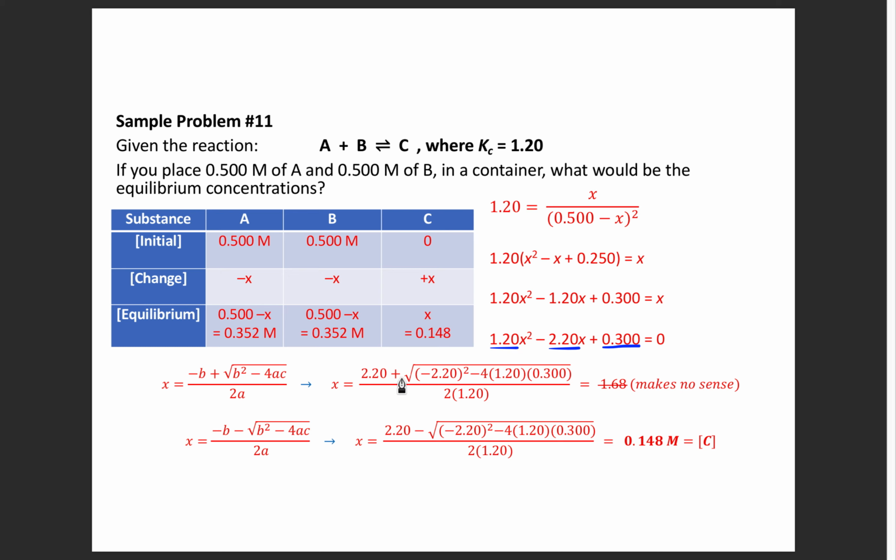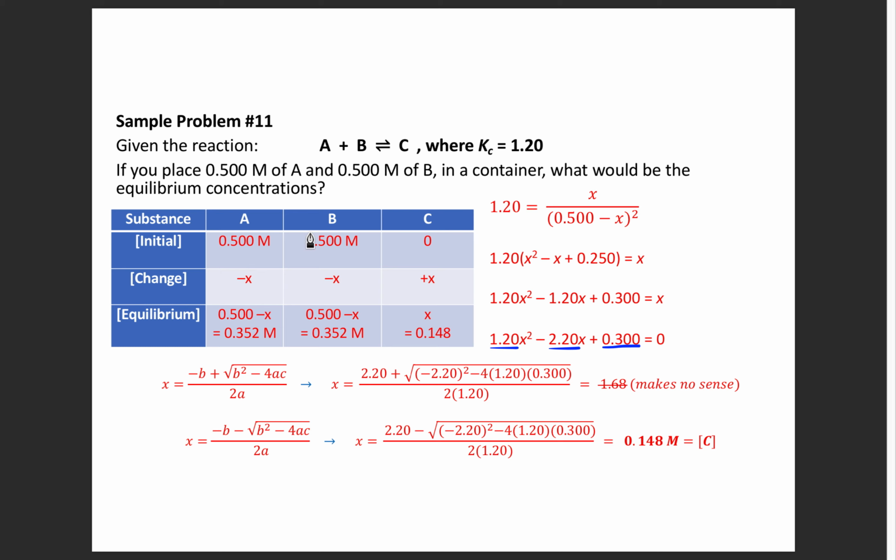Okay, so after plugging all of these in, you're going to get an answer using the plus sign. You're going to get an answer of 1.68. Now that does not make any sense. Now why doesn't it make sense? Because, well, how could your equilibrium concentration be 1.68 when your starting concentration was 0.5? How could you have more than what you started with?